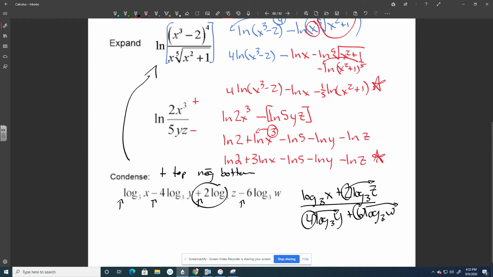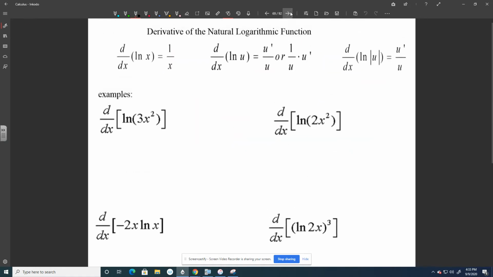So on top, I've got a big log base 3 of this big fraction. The x is going to go on top, and the z to the second power is going to go on top. And on the bottom, I'm going to have a y to the 4th, and I'm going to have a w to the 6th power on the bottom. Okay. So that's how we go backwards, which we're not going to do a lot, but it's been a while. So just remember how to do those things.